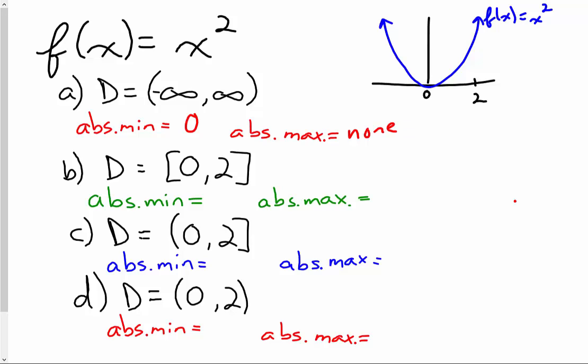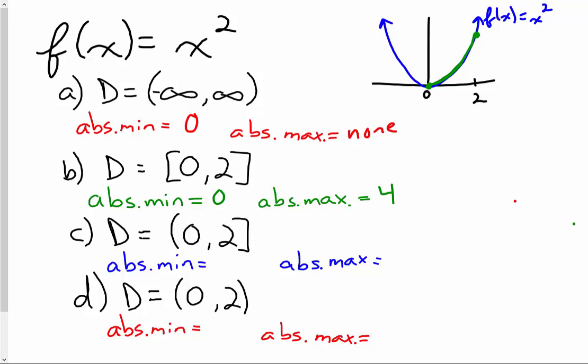If I now restrict my domain and say it's just from 0 to an x value of 2, including the endpoints, well, now I still have an absolute minimum of 0 at 0, but now I do have an absolute maximum at 2, which would make the y value 4.